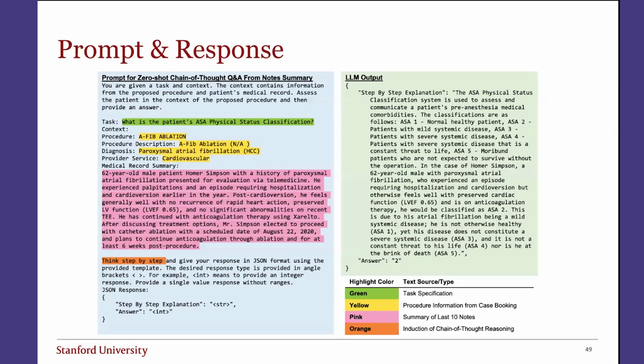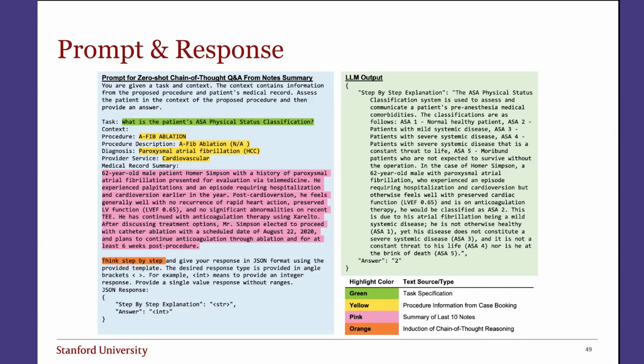So what does it look like? So on the left here, what I'm showing you is the prompt that we construct. The highlighted portions of this prompt is actually the patient's information that is being injected into the prompt. And so on the green line, this is the specification of the specific task that we want the LLM to perform. In this case, what is the ASA's physical status classification?